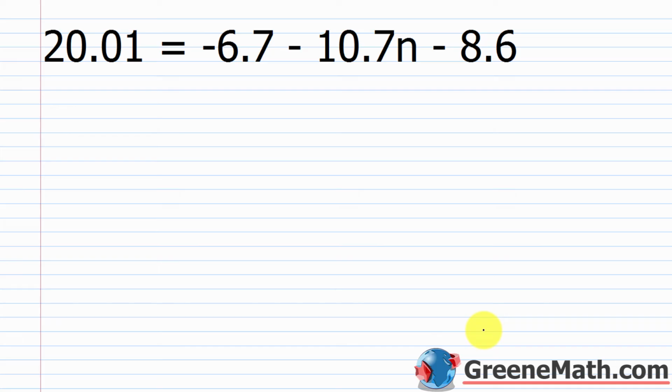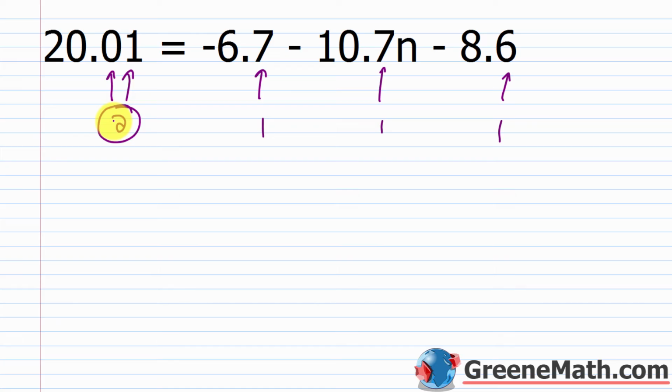All right, so let's take a look at 20.01 equals negative 6.7 minus 10.7n minus 8.6. I'm going to look through this equation. I have 2 decimal places here, 1 decimal place here, 1 here, and 1 here. So the largest number of decimal places between any of these numbers involved would be 2.